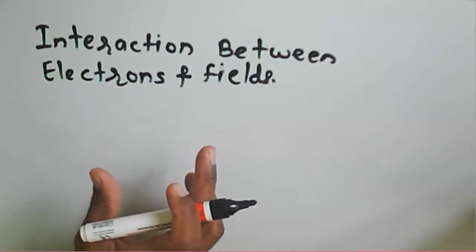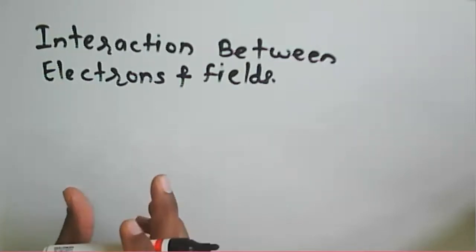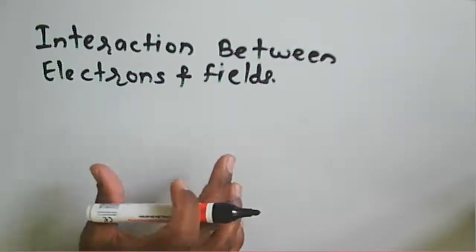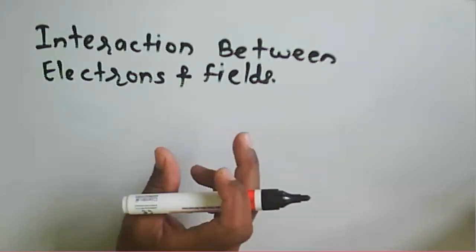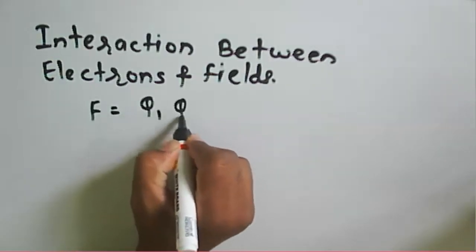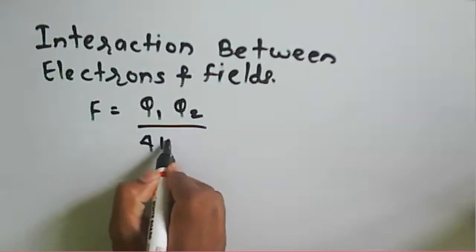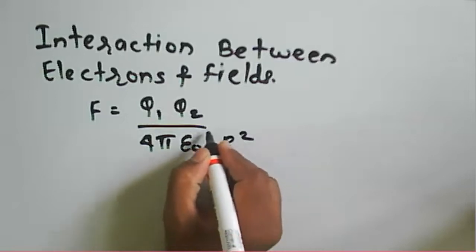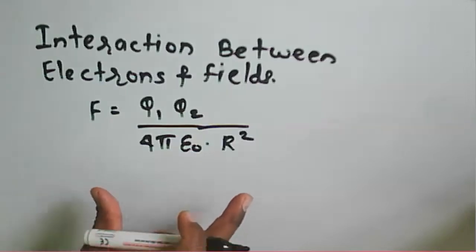First we should know the basic law of a charge, or we can say Coulomb's law. In this, the force exerted from one charge on another charge is directly proportional to the charges, that is Q1 and Q2, these are the two charges, divided by a constant term 4 pi epsilon 0, and inversely proportional to the square of the distance between these two charges. Now this one is nothing but Coulomb's law.